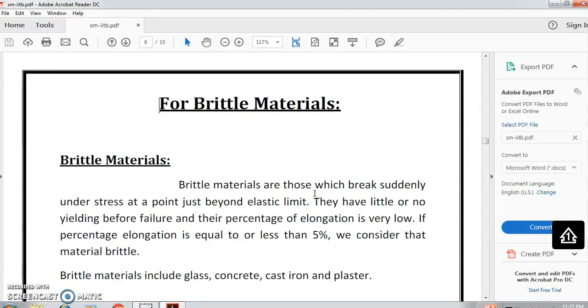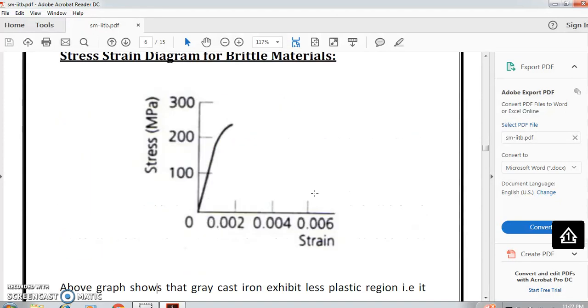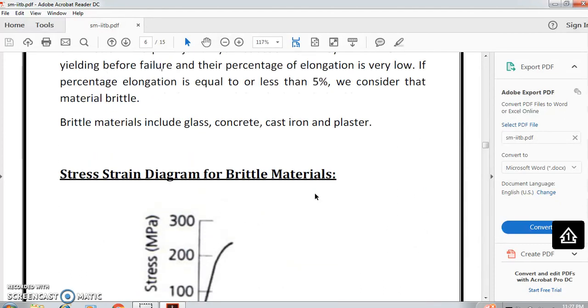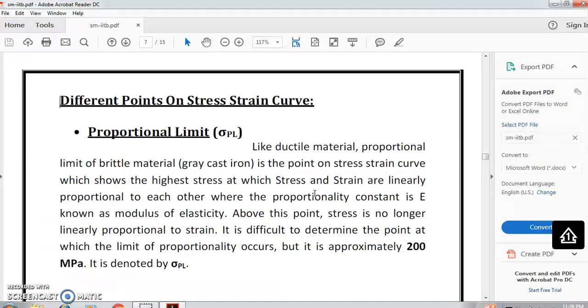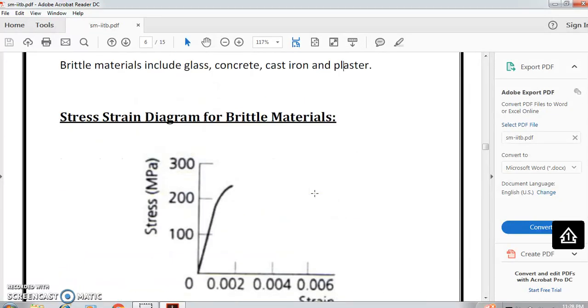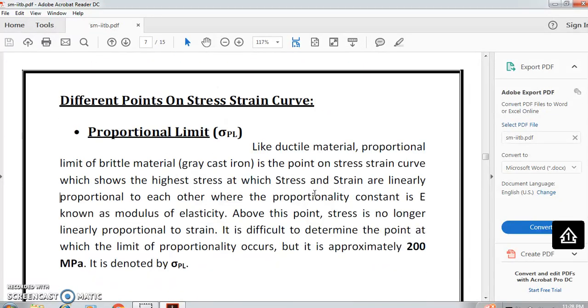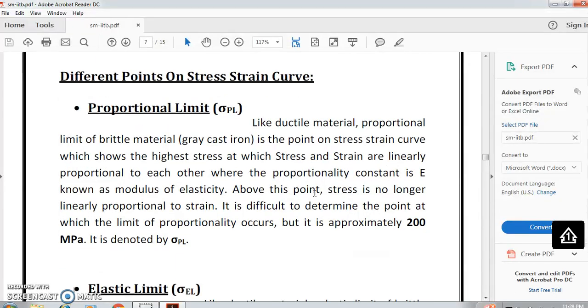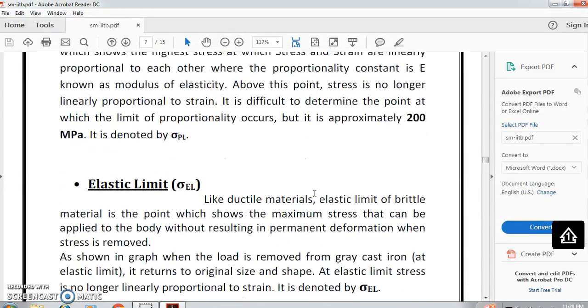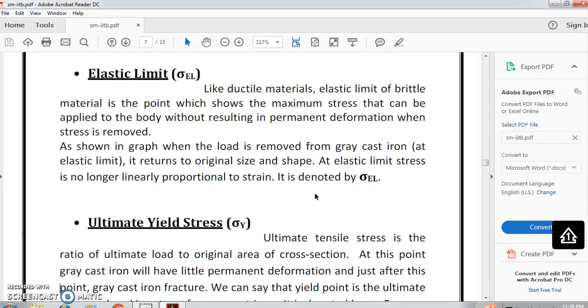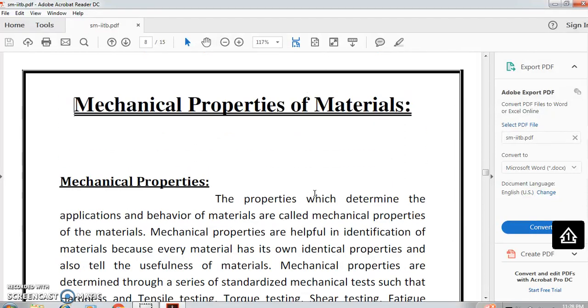Similarly, next we will discuss the stress strain diagram for brittle materials. In brittle materials, we do not observe as many different points. Here we observe only the proportional limit and the elastic limit, and the last one, the ultimate stress.